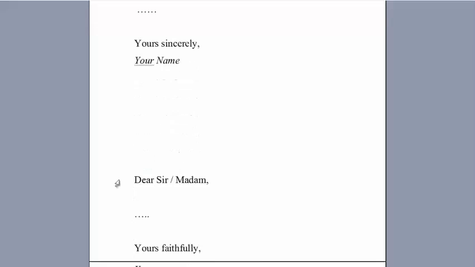Please note that when you know the person's name that you're writing to, it is not, for example, dear Sir or Madam, you know the name, it is, let's just say, dear Mr. Jones, then you will end your letter with yours sincerely instead of yours faithfully. And, of course, your name. But if you do not know the name, you will write, as we've seen, dear Sir or Madam, and yours faithfully and your name. Both your name and your surname.